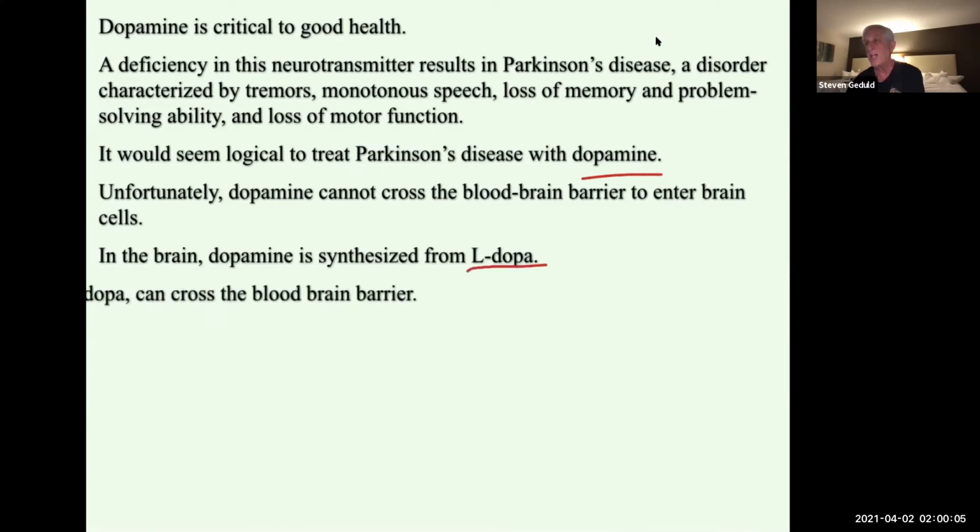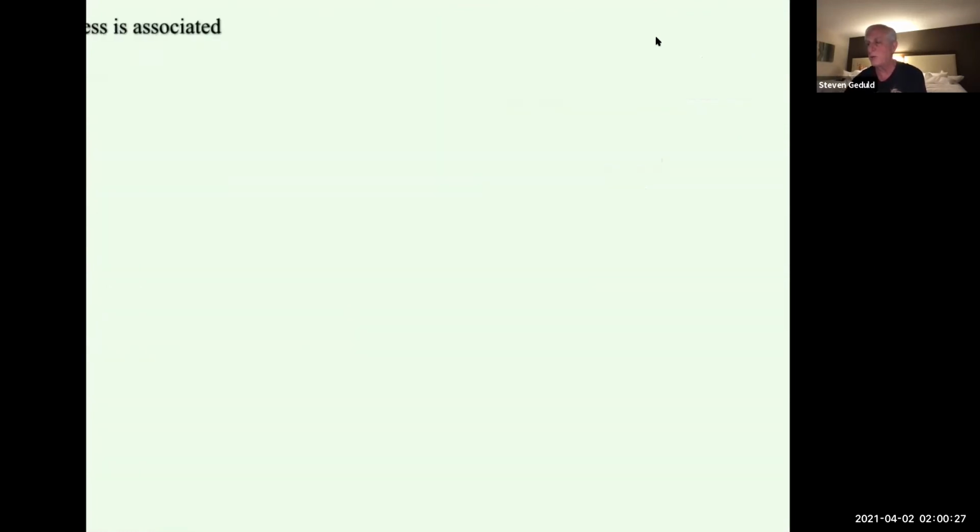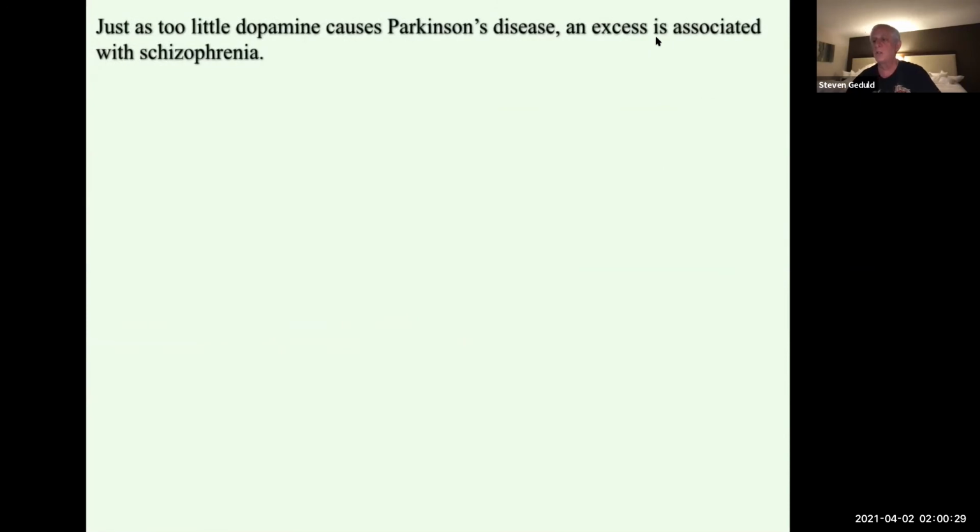Okay, we'll get into D and L isomers in the next chapter, chapter 16, which is really interesting for a lot of drugs. L-DOPA can cross the blood-brain barrier. L-DOPA is what we use to treat Parkinson's disease. It crosses the blood-brain barrier, and L-DOPA is one of the precursors of dopamine, which allows it to work as a neurotransmitter. Just as too little dopamine causes Parkinson's, too much causes schizophrenia. You have to worry about the doses you give.